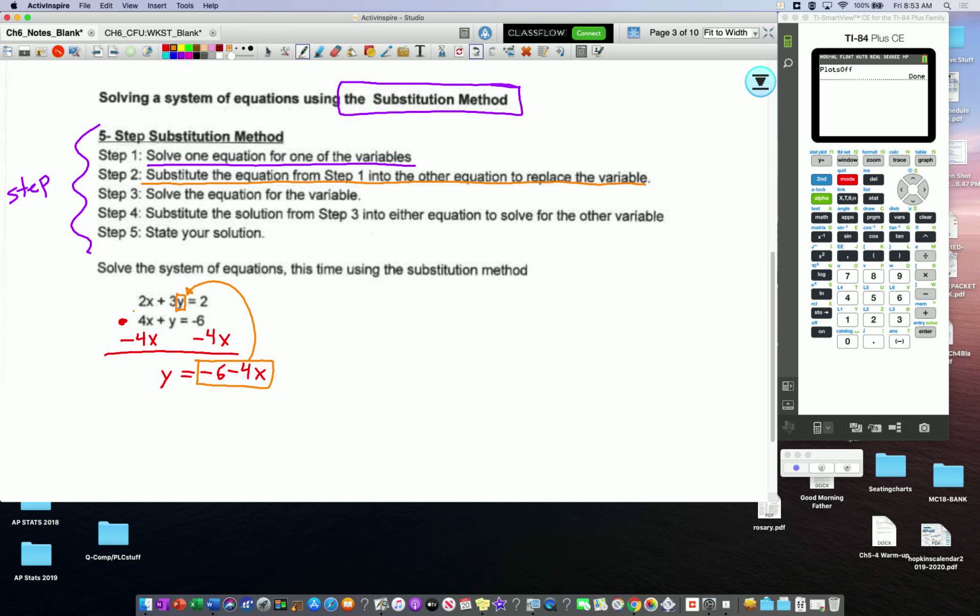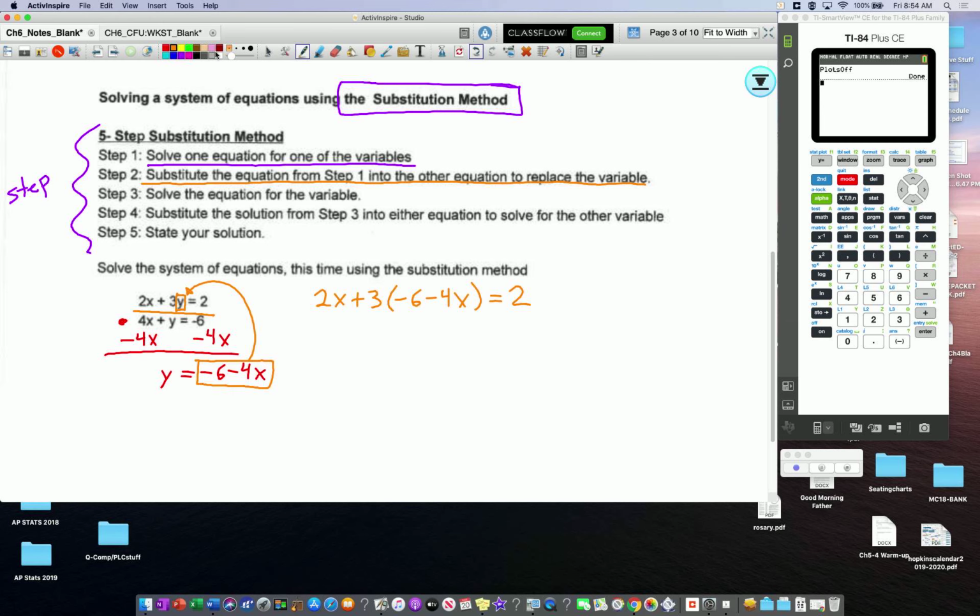So now I'm going to write this whole equation, but with what y equaled in the second equation, I'm putting it in the first. So I have 2x plus 3, now I put all this stuff in for y: -6 minus 4x equals 2. Okay, done step 2. Step 3 now.